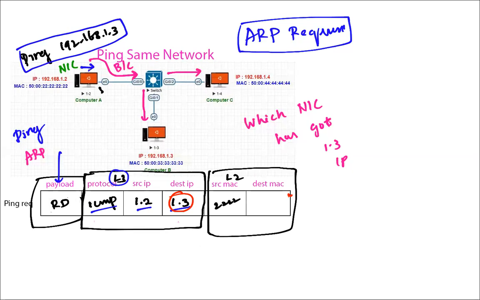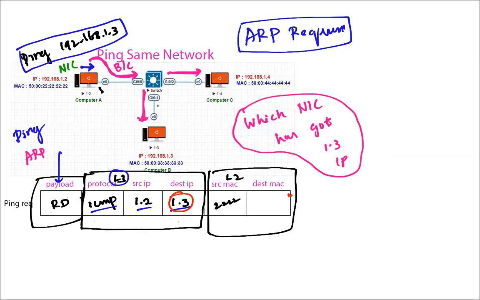Listen to me clearly. I typed this command on the PC. What happens next? The PC filled all these things, but the PC is unable to fill this point. Since it is unable to fill this point, the ping request cannot be sent outside. Now it is sending an ARP request, which is a broadcast packet, asking: which NIC has got the 1.3 IP? Now this broadcast packet will go to all the PCs.